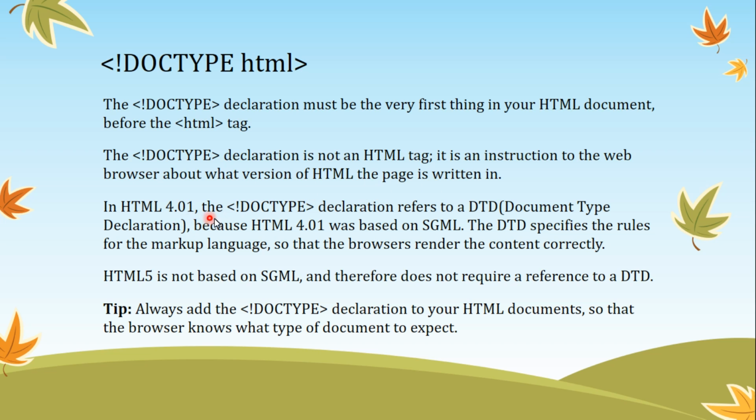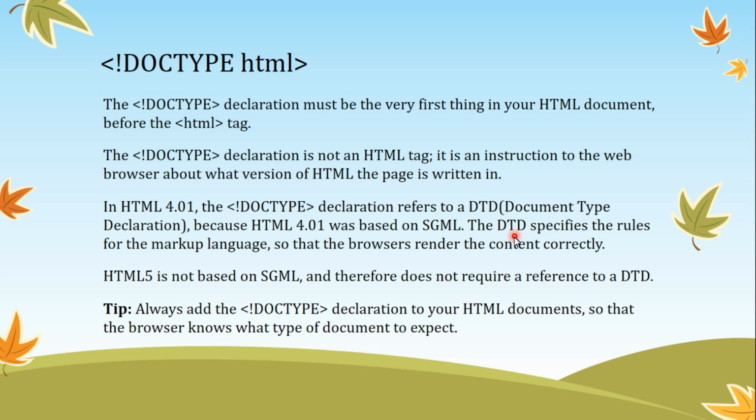In HTML 4.0.1, the doctype declaration refers to the DTD, which is the document type definition, because HTML 4.0.1 is based on SGML, which is based on DTD. The DTD specifies the rules for the markup language, so the browser renders the content correctly.